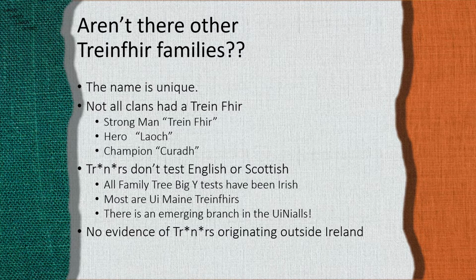And looking at Y-DNA testing, Treinfhirs don't test as English or Scottish. So far, all Family Tree Big Y tests have had Irish origins. Most of them are Hymeny Treinfhirs, and there is an exciting new development which shows an emerging branch of Treinfhirs coming out of the O'Neills, the clan of Niall of the Nine Hostages. But there's no evidence of Treinfhirs genetically originating outside of Ireland.